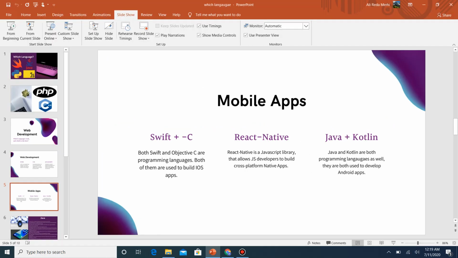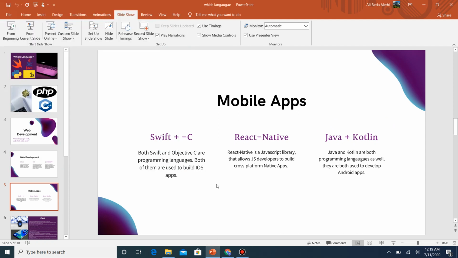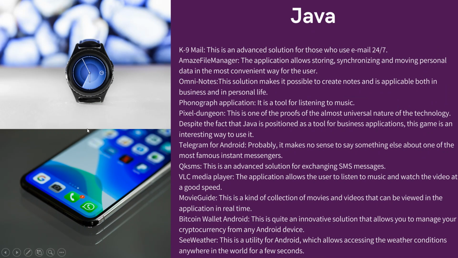So let's check some apps built by all of these. Some apps built by Objective-C and Swift, and some apps built by React Native and Java and Kotlin. So directly, let's check this right now. Java has many applications built with it. For example, K9 Mail. This is an advanced solution for those who use email 24/7. Some Java developer built an application which is K9 Mail, and many others.